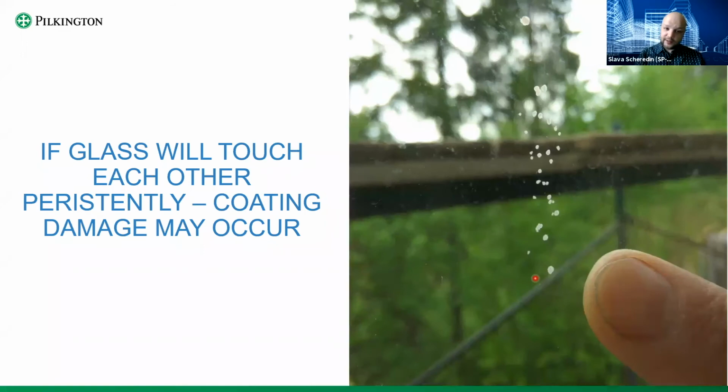So in private houses, it is very important to remind, or if you are selling to private individuals, it is a very good idea to first think twice about the design of big IG units, because if the house is not heated during the winter, they have a tendency of glass touching each other.